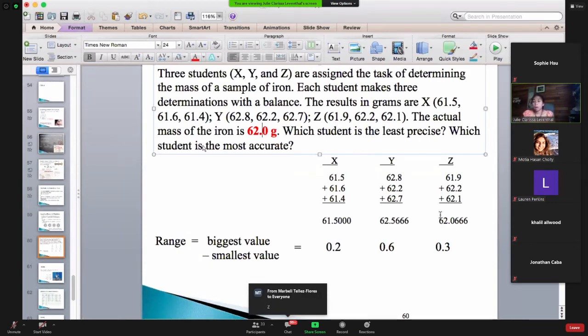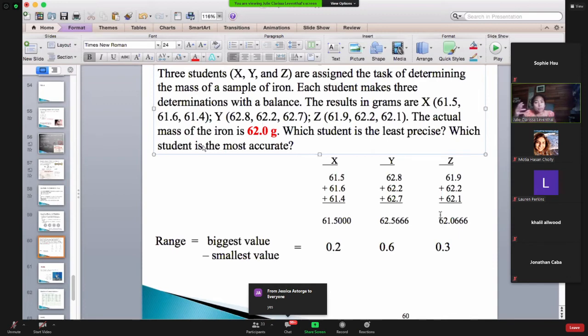So it's student Z. Hajar said student Z. That is the correct answer. Is everyone following? Accurate if your measurements are closest to the standard. Okay.